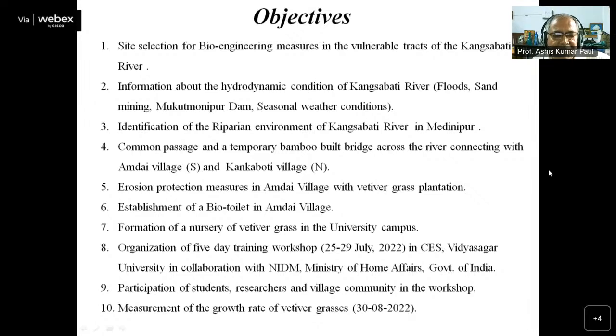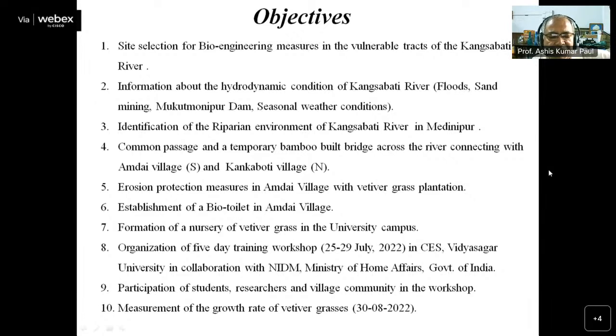And number 6 is the establishment of a bio-toilet in Amdoi village. And then the formation of a vetiver grass nursery in the university campus, just nearby our Center for Environmental Studies. And then number 8 is the organization of the 5-day training workshop from 25 to 29 July 2022 in the Center for Environmental Studies, Vidyasagar University, in collaboration with the NIDM, Ministry of Home Affairs, Government of India.